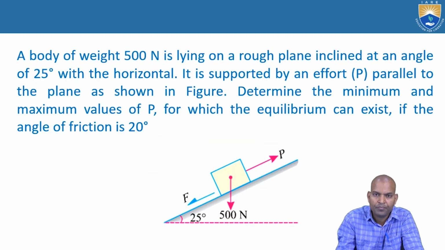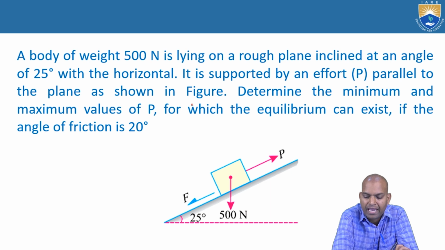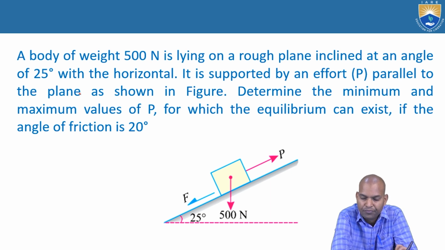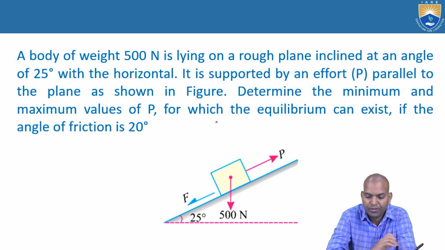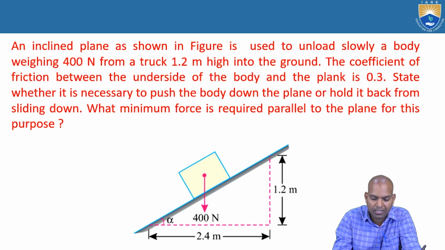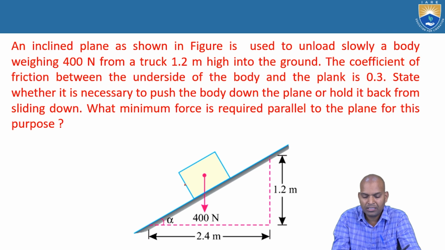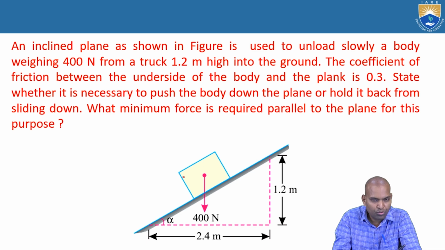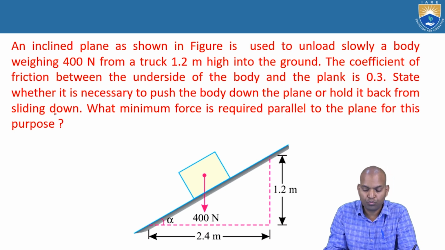Now, another problem. A body of weight 500 newtons is lying on a rough inclined plane at an angle of 25 degrees with the horizontal. It is supported by an effort P parallel to the plane as shown in the figure. Determine the minimum and maximum values, already derived. Now here is another inclined plane problem. They did not mention the angle of inclination. It is given as 2.4 meters horizontal and 1.2 meters vertical. How do we find the angle? Tan alpha equals 1.2 by 2.4, and we can get the answer. Here the coefficient of friction mu equals 0.3.